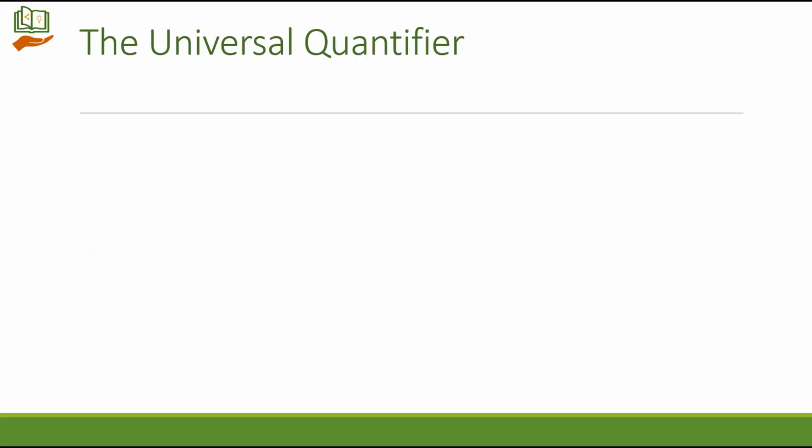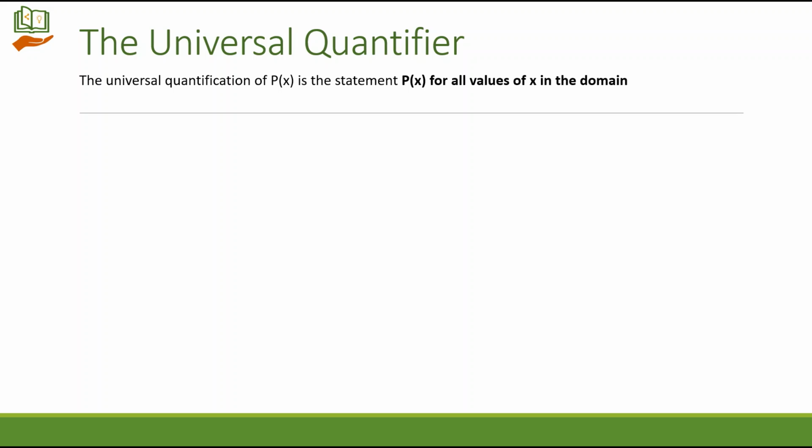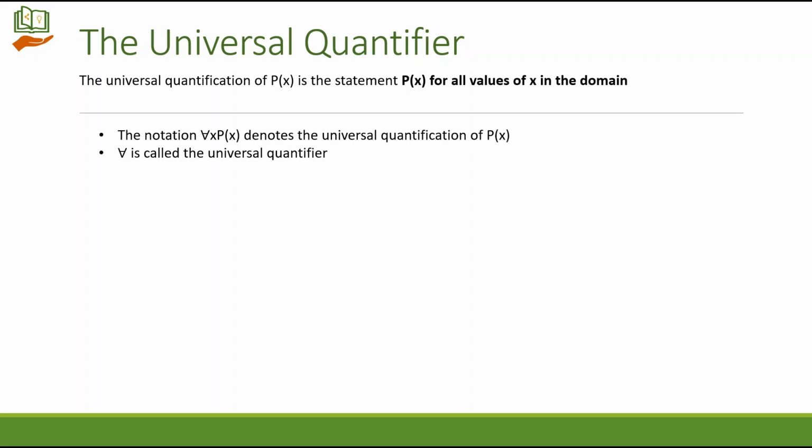Now we will get on to the first type of quantification, the universal quantifier. The universal quantification of p of x is the statement p of x for all values of x in the domain. This x will be actually defined in some domain context. Only based on that we can term it as for all values of x or for some values of x. The notation for all x p of x denotes the universal quantification of p of x, and this for all symbol is the universal quantifier.